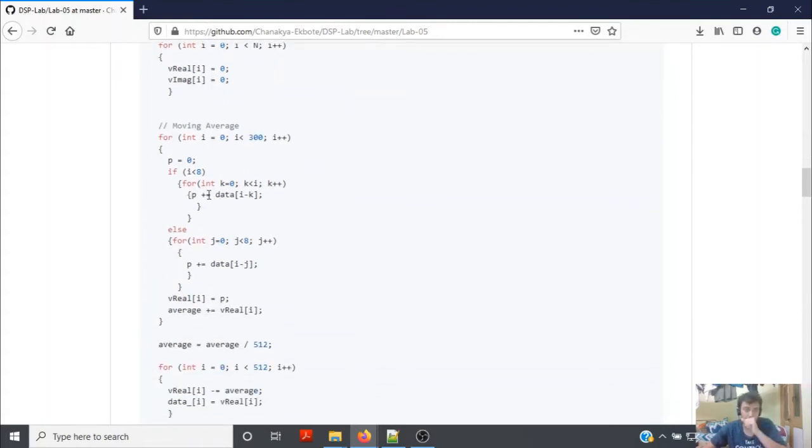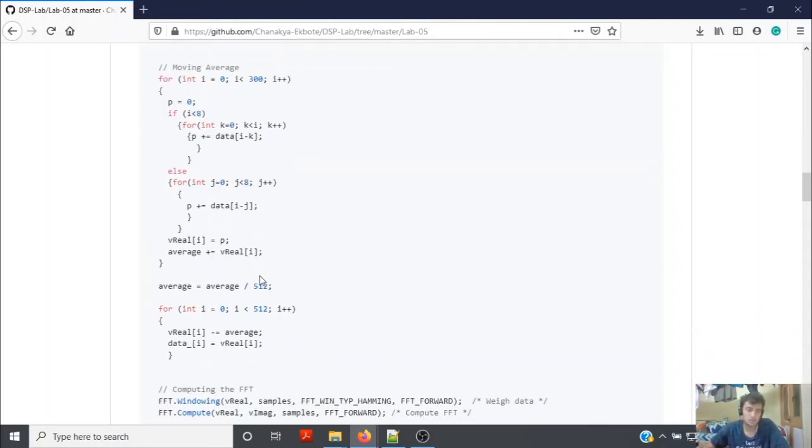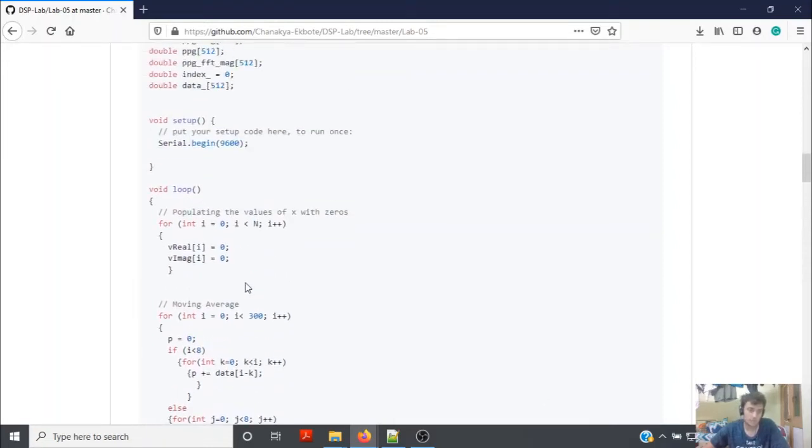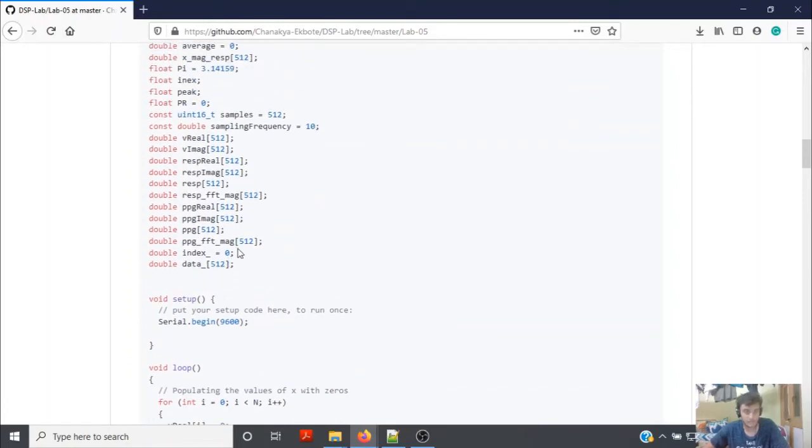So initially, you just pass it through a moving average filter, and once you pass it through a moving average filter, you remove all those frequency components, and you want to make it a zero mean signal, right? The main logic for making it a zero mean signal is so that there are no DC components present, so that you don't get a very high magnitude value at the frequency of 0. And we have defined the array to be of size 512.